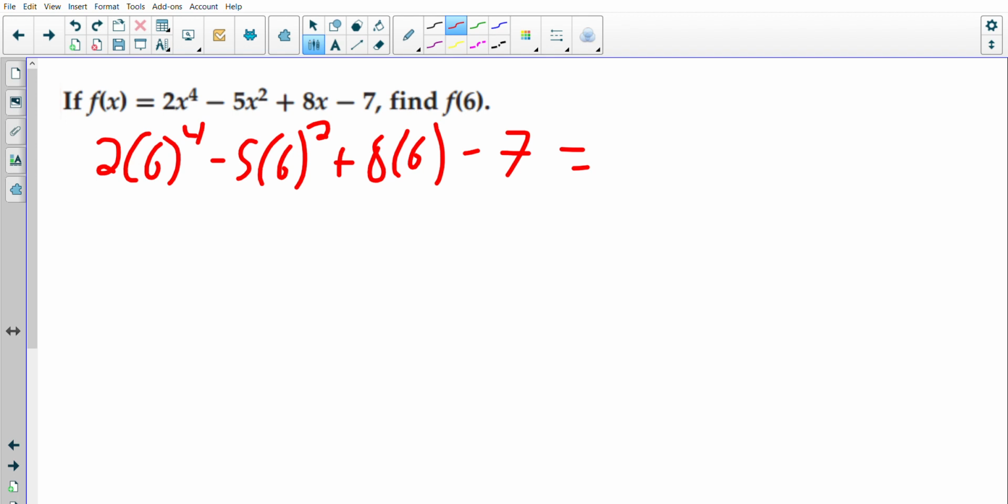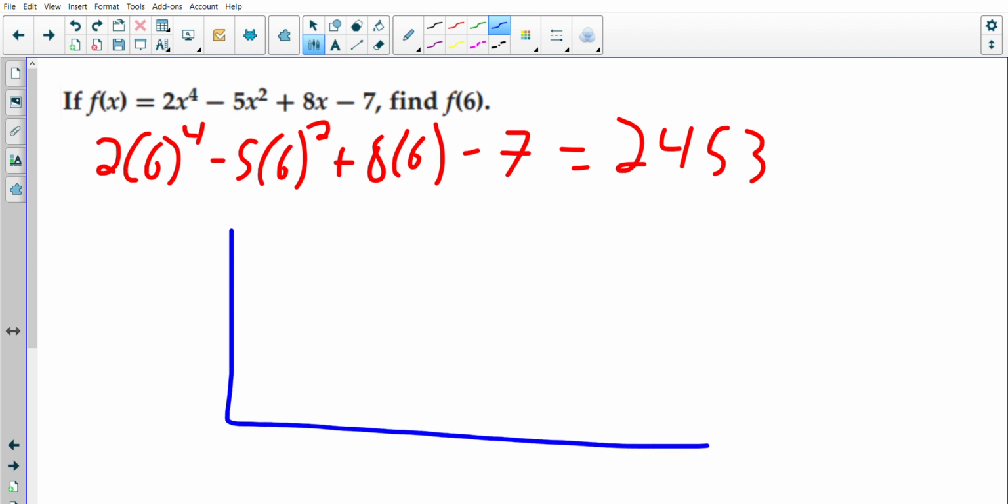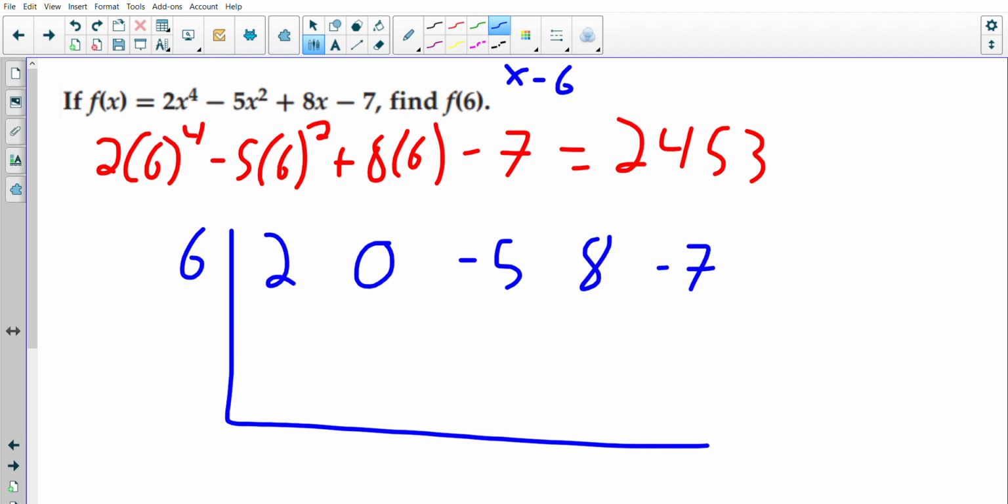Okay. And we get 2,453. Okay, so now watch this. I'm just going to use synthetic division that we used a few sections ago. So here's that 6, that x minus a part, x minus 6. So I'm going to use the coefficient, so this is 2, and then I got that 0 because I have 0x cubed, and I got my negative 5, and then I got my 8, and then I got my negative 7.